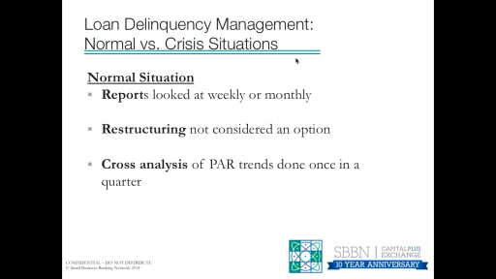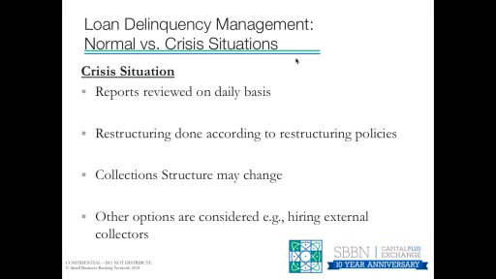that is showing indications of increased PAR level. Now, in a crisis situation, reports have to be reviewed on a daily basis. Morning and evening, we have to look at reports in order to determine the trend. What was PAR yesterday and what is it today? Which branch have reduced their PAR today? Which branch have increased PAR? Which product is also indicating increase in PAR?